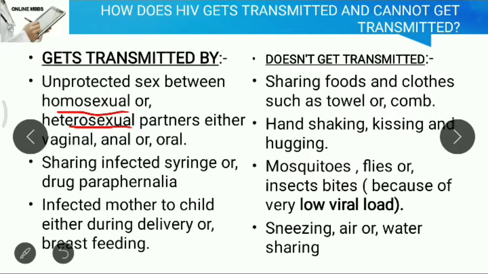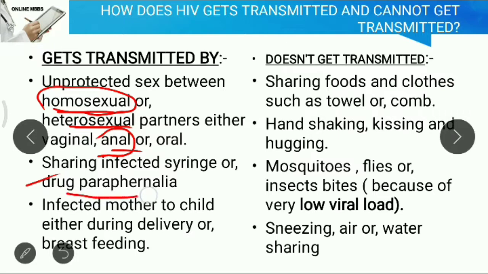Among these three, anal is the most dangerous. It can easily get transmitted. This HIV virus can easily get transmitted when they have anal sex, and it's more common between homosexual partners, and mainly between male and male partners. It's very easy to get transmitted. And the other is sharing an infected syringe or drug paraphernalia.